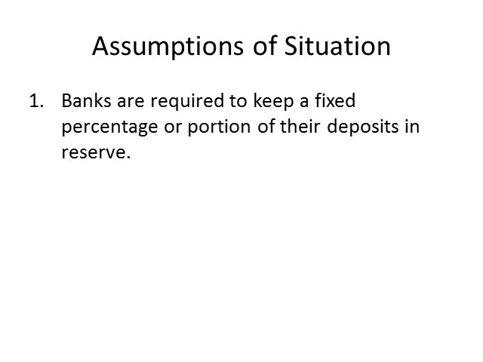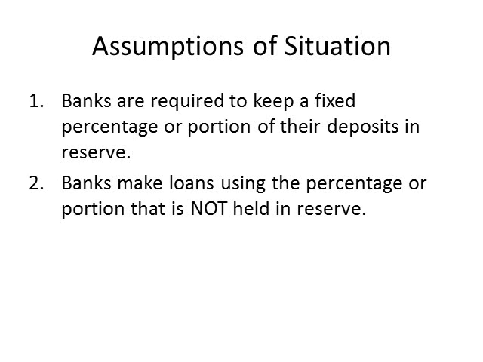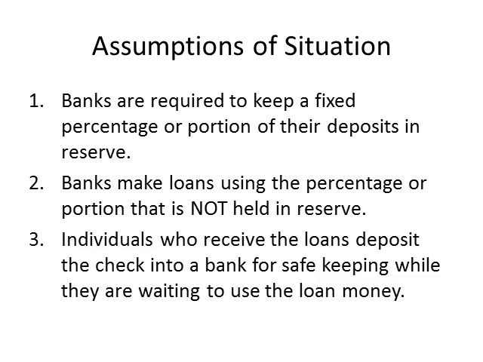The banking expansion multiplier. Before looking at the calculation of the banking expansion multiplier, let's review how the banking system creates money in a more graphic way. There's a couple of assumptions of our little scenario. First, banks are required to keep a fixed percentage or portion of deposits in reserve. Second, banks make loans using the percentage or portion that's not held in reserve. And third, individuals who receive the loans deposit the check into another bank for safekeeping while they are waiting to use the loan money.